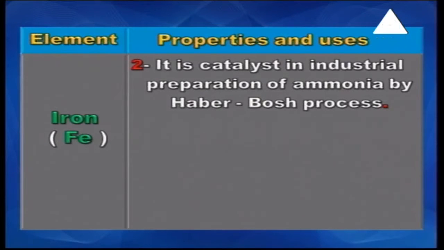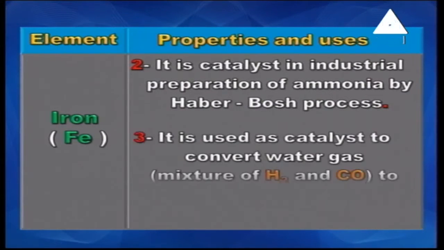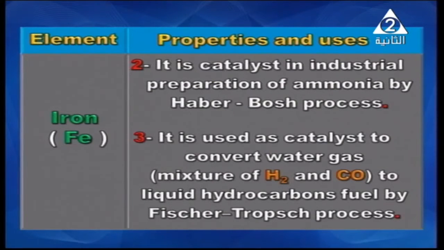My dear student, iron is used as a catalyst in the industrial preparation of ammonia gas by the Haber-Bosch process. And also, it is used as a catalyst to convert water gas, which is a mixture of carbon monoxide and hydrogen, to liquid hydrocarbon fuel by the Fischer-Tropsch process.